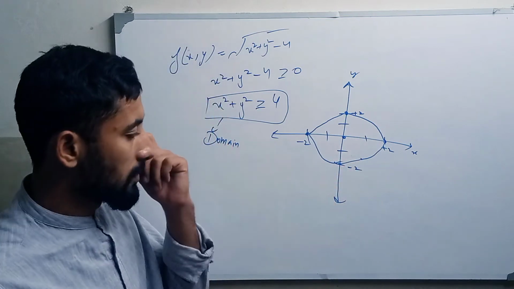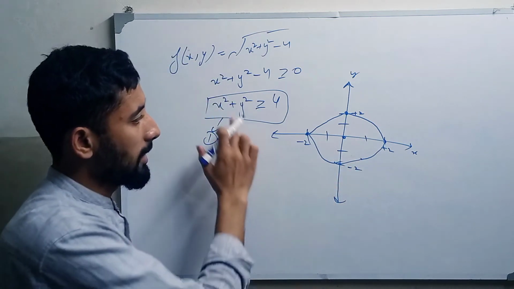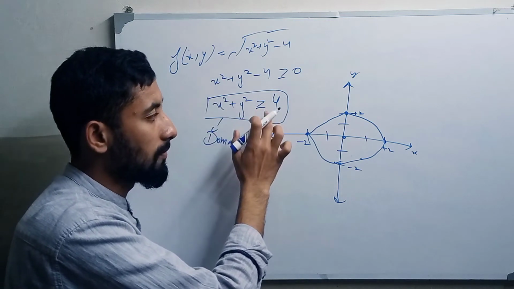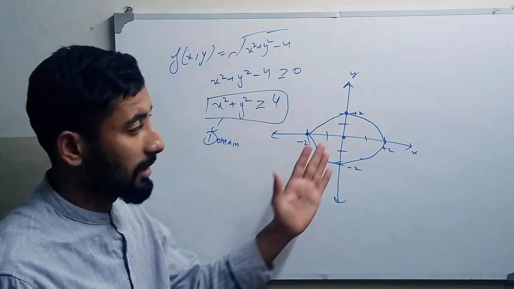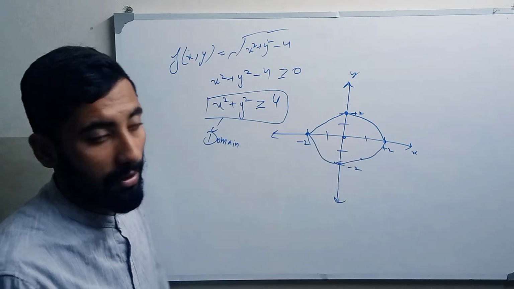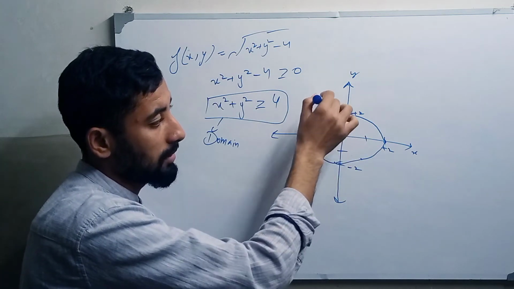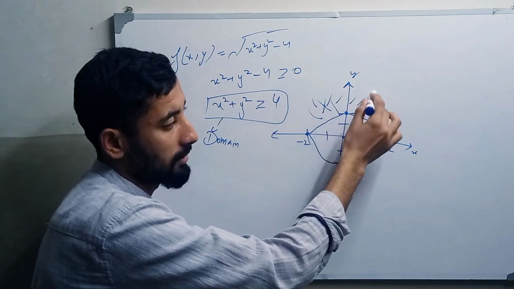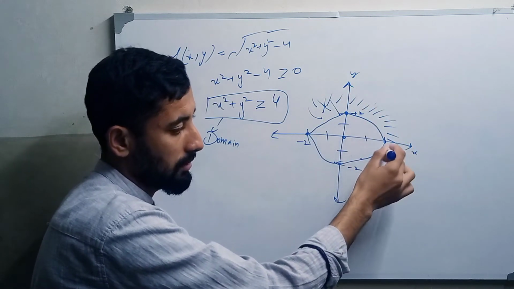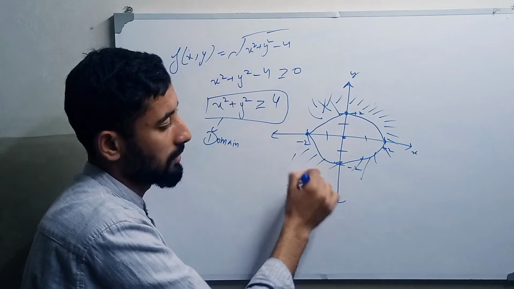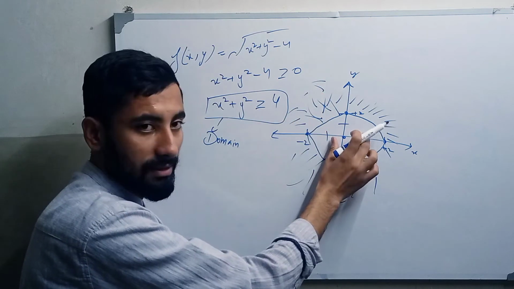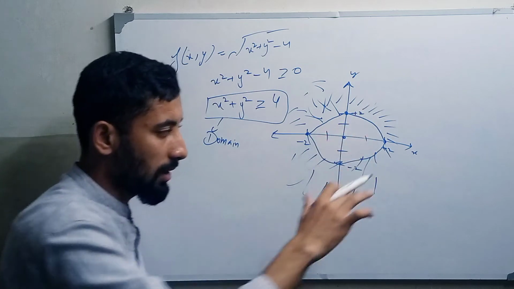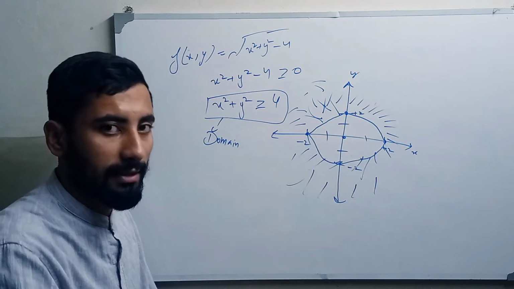Okay, so what will be our domain? x square plus y square will be greater than or equal to 4. It means that it cannot lie inside the circle. All this is the domain. I'm shading everything except these, except what is inside the circle.